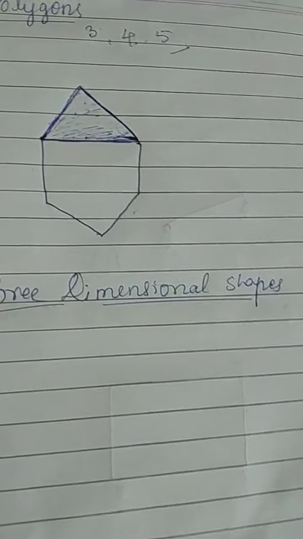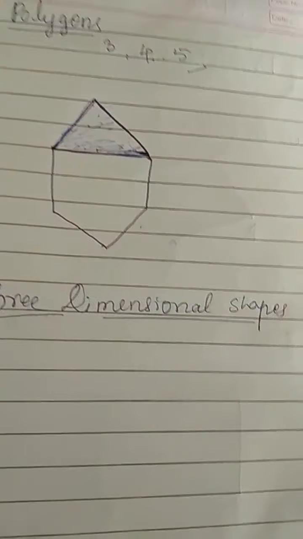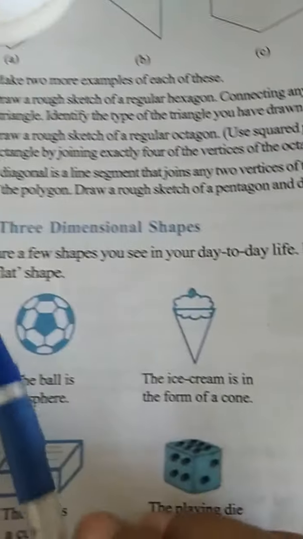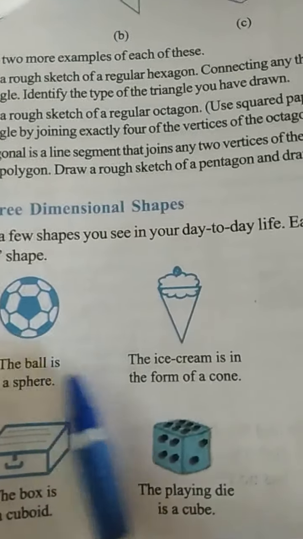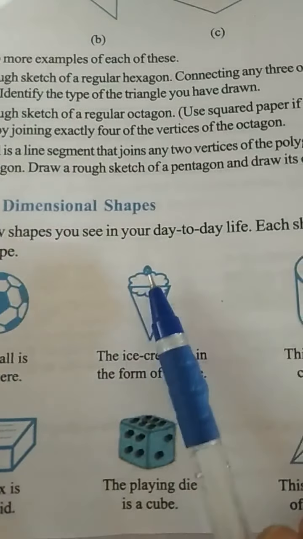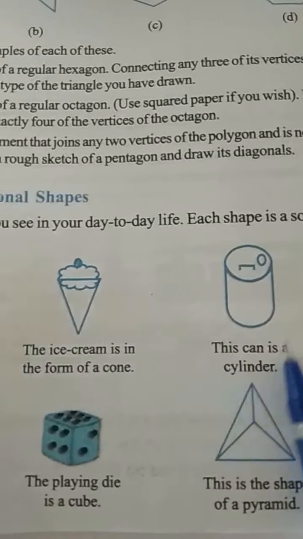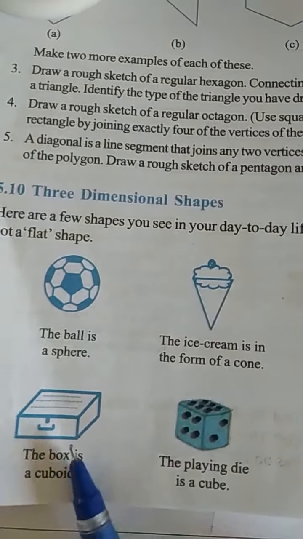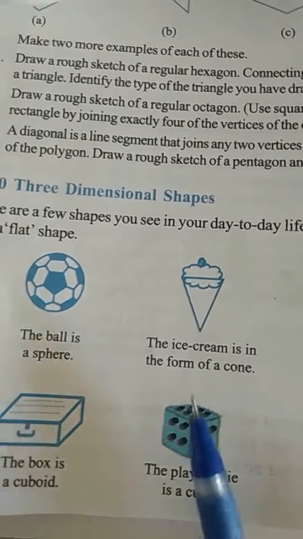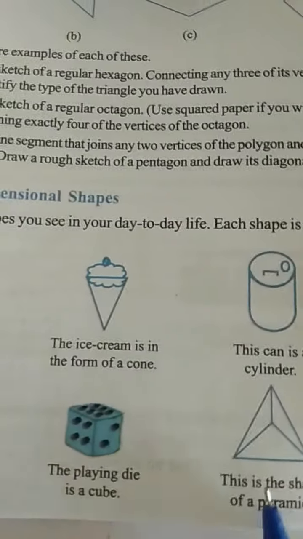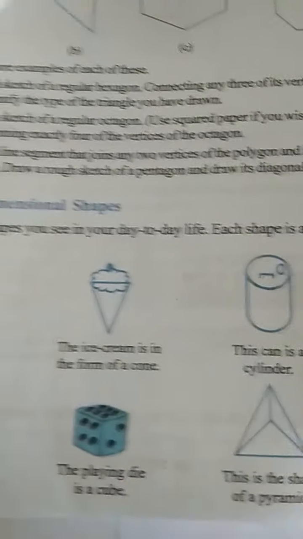3-dimensional shapes. Here some examples are there in your daily life. You will see. The ball is a sphere. The ice cream is in the form of a cone. This is a cylinder. The box is a cuboid. The playing dice is a cube. This is the shape of a pyramid.